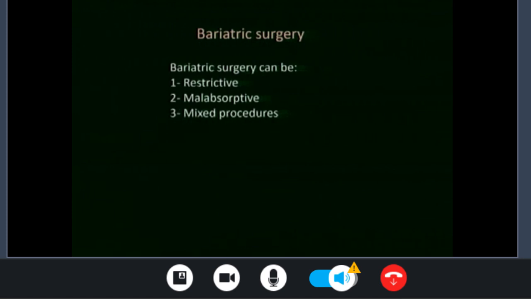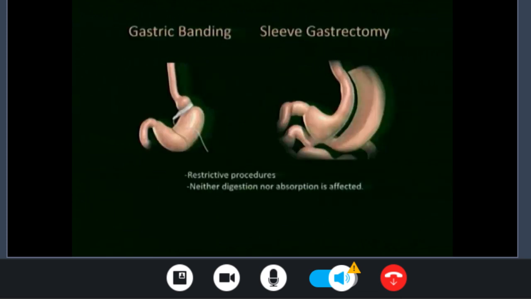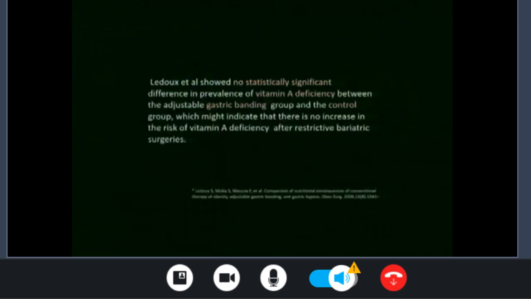Generally, bariatric surgery can be divided into restrictive, malabsorptive, and mixed procedures. So I will take you on a short journey to general surgery. The restrictive procedures, like gastric banding (ربط المعدة) and sleeve gastrectomy (تكميم المعدة), affect neither digestion nor absorption. So we suspect that vitamin A will be within normal limits. One study done in 2006 compared the vitamin A level in control patients and gastric restrictive surgery, like gastric banding, with no statistically significant difference.